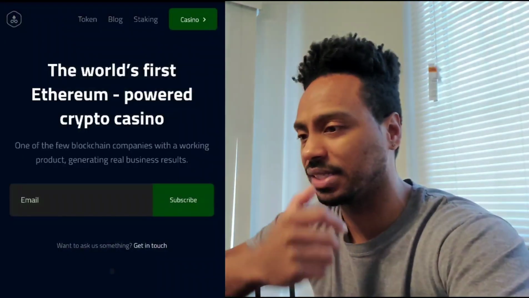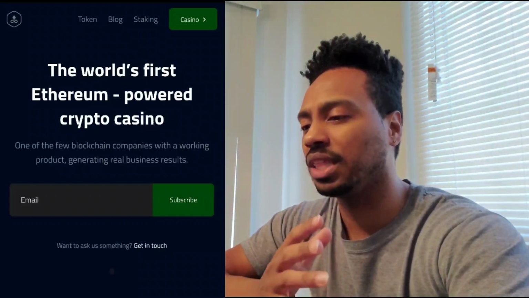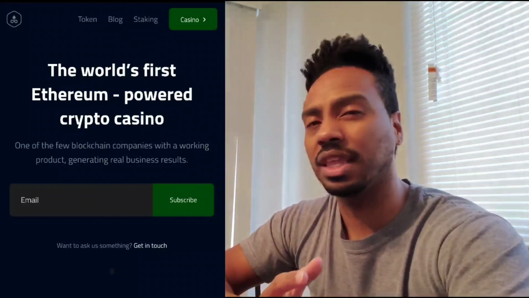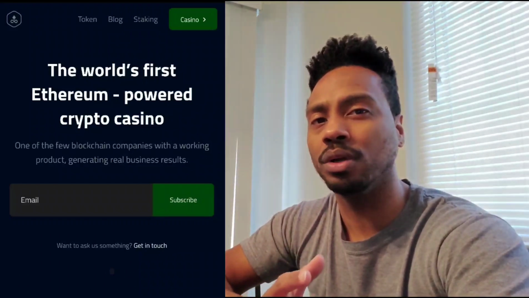Now, what I'm going to do is put some screenshots up here on the screen, and I'm going to go through this a little bit with you guys because I actually think it's fairly interesting. And I want to start with the about page on Edgeless when I went over there. So here's the screenshot. It says the world's first Ethereum powered crypto casino. They said that they're a smart contract powered crypto casino.